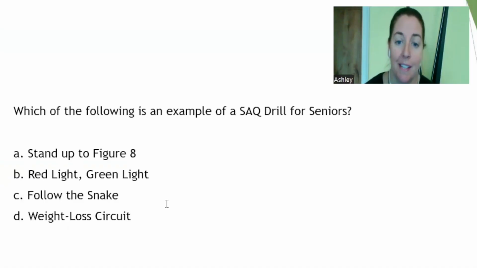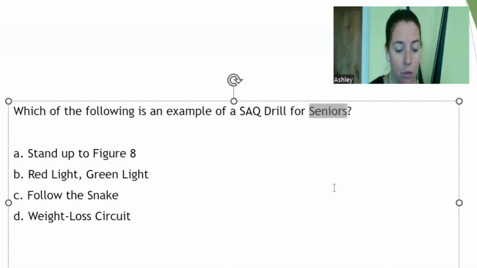Which of the following is an example of a speed, agility, and quickness drill for seniors? All right, so remember when we're thinking youth, we look for the kid ones. So that would be like A, B. D is going to be for the weight loss people, the circuit. No, I think I said the wrong letters here. B, C for the kid ones. Red light, green light, follow the snake. D goes for the weight loss people.